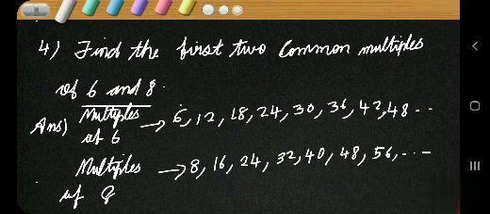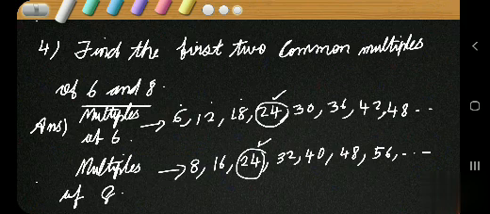Yes, of course. 6 is here, not down. 12 is here, not down. 18 is here, but not down. What about 24? Yes, 24 is here, and 24 is here also. So 24 is the first common multiple of 6 and 8, isn't it? So encircle 24 here also.